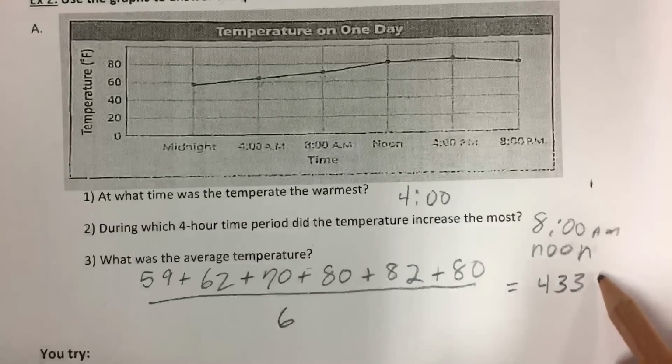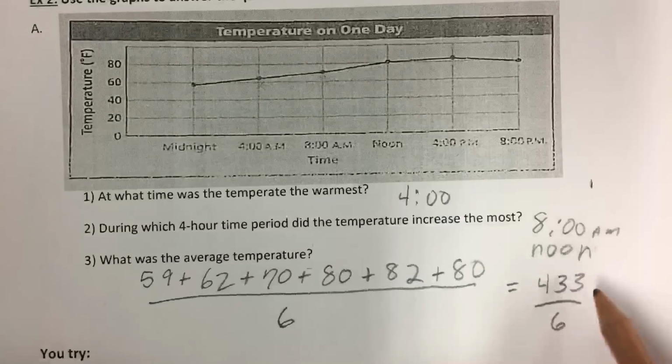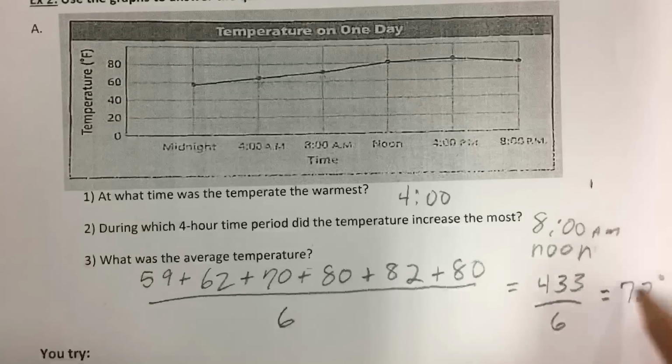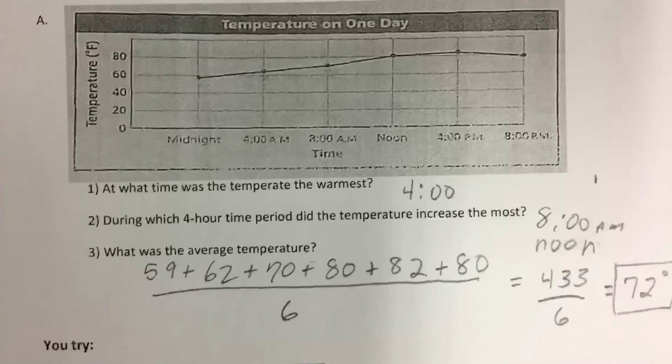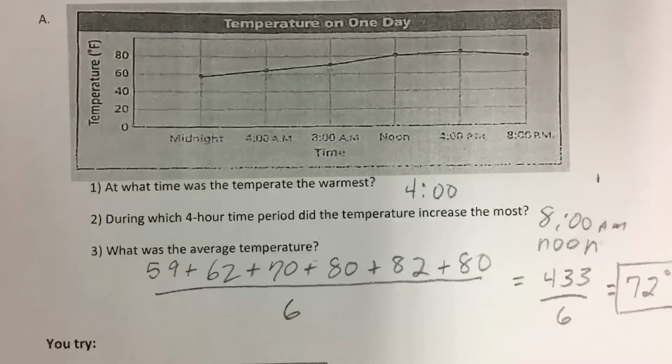If we divide that by 6, we get about 72. I'm going to round it down again, so we get about 72 degrees. And like I said, your numbers might be just a little bit different than mine. All right, the next one you are going to try yourself.